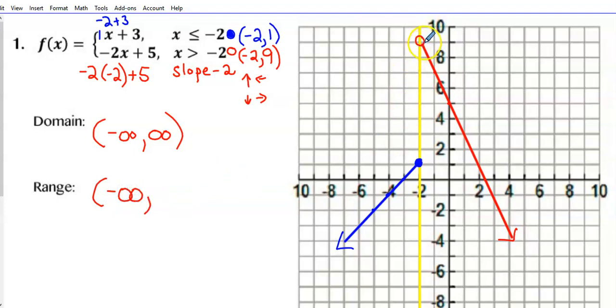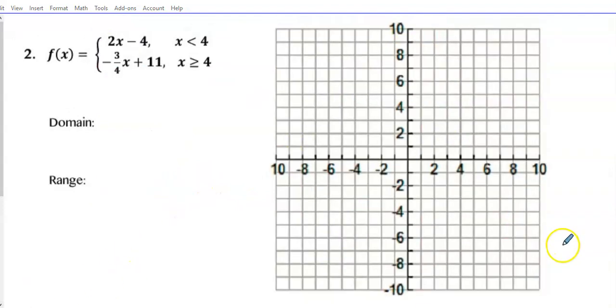It stops, though, at positive 9. And positive 9 is not included because it's an open circle, so that would be parentheses. Okay, so let's see if we can move a little bit faster through the next one. As long as they're linear functions, it's really easy to do. You just do it the same way every time.